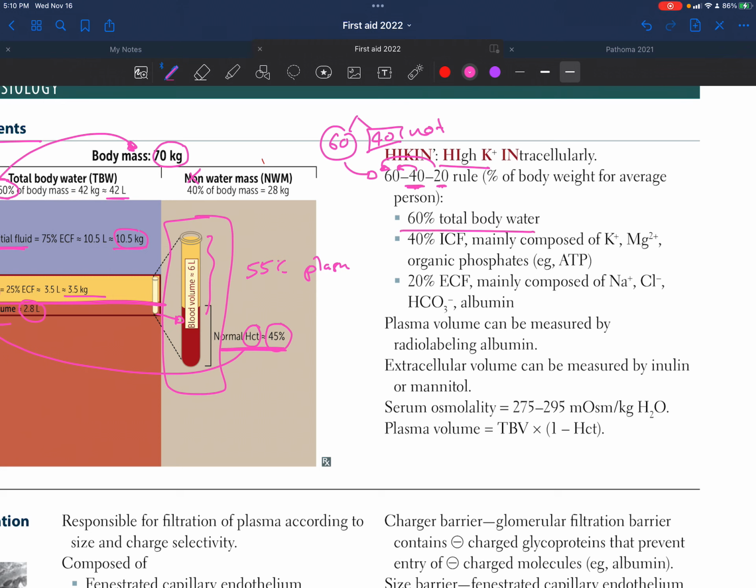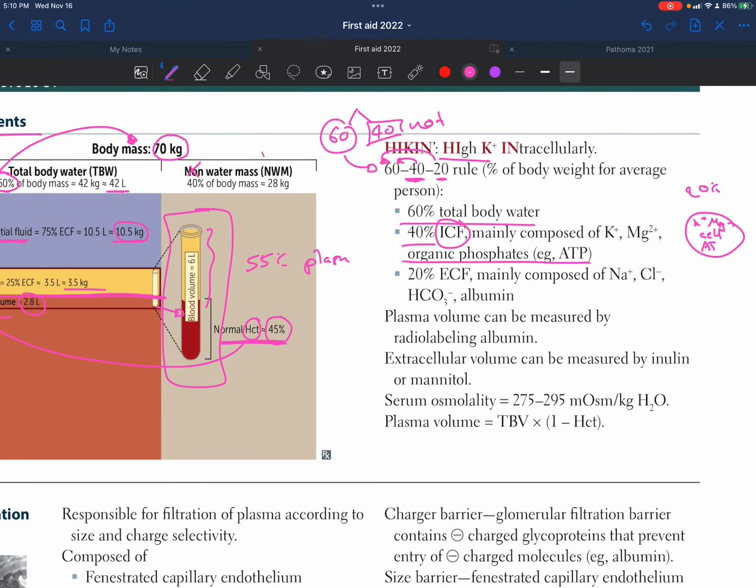60% is total body water, 40% is intracellular fluid. So what's inside the cell over here? If this is the cell, we can see potassium, magnesium, and then ATP, that is the organic phosphates, while the 20% that makes up the rest of the fluid outside the cells is mainly made of sodium, chloride, and HCO3, that is the bicarbonate. So the sodium is positive; chloride, HCO3, and albumin, of course, that's a protein, are all negatively charged.